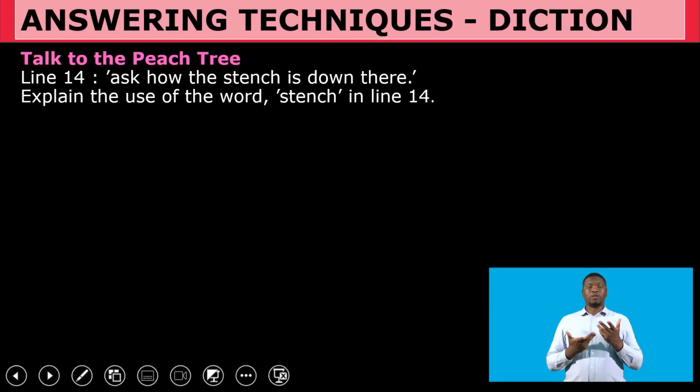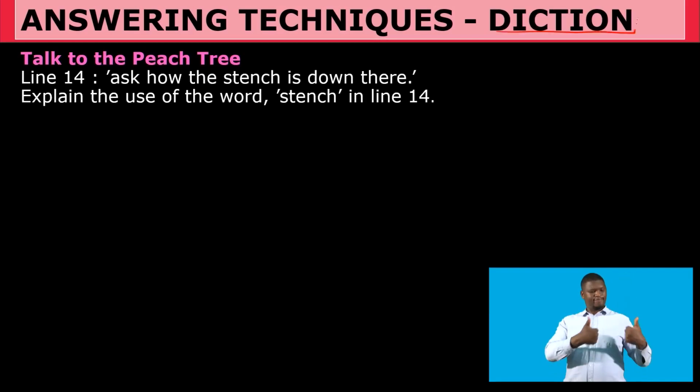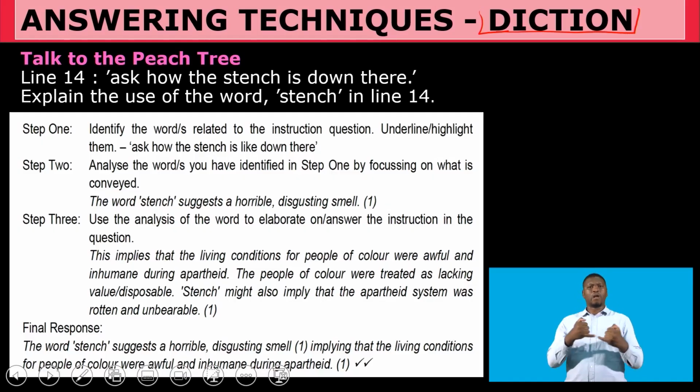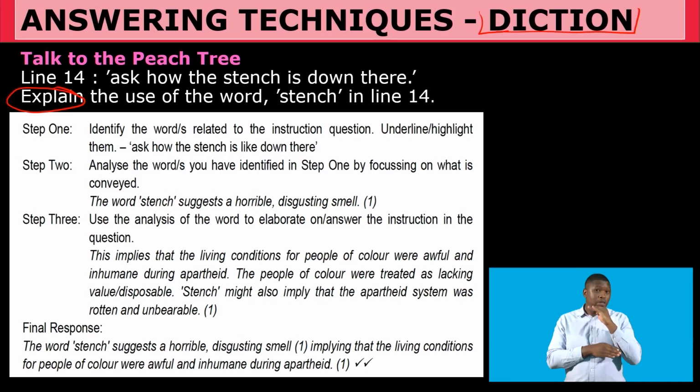Talk to the Peach Tree. Let's look at diction. So diction refers to the choice of words. Explain the use of the word stench in line 14. Firstly, we are going to identify the word related to the instruction in the question. So here we are looking at explain, right? So explain means to give a comment on something, to analyze it a little bit further. Ask how the stench is like down there.